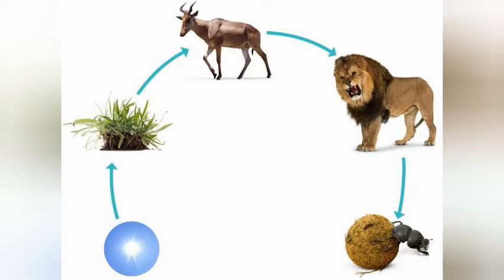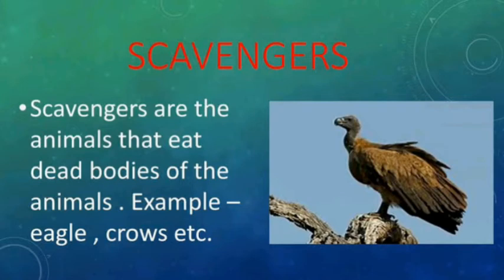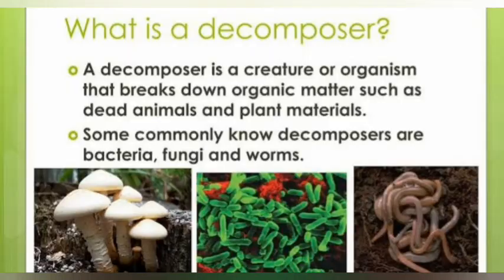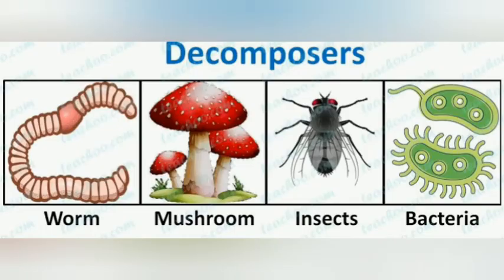Next, biotic components are scavengers and decomposers. Animals that feed on the dead bodies of other animals are called scavengers. For example, hyena, vulture, etc. Tiny organisms that feed on the remains of dead plants and animals to break them down into simpler substances are called decomposers. Example, bacteria and fungi.